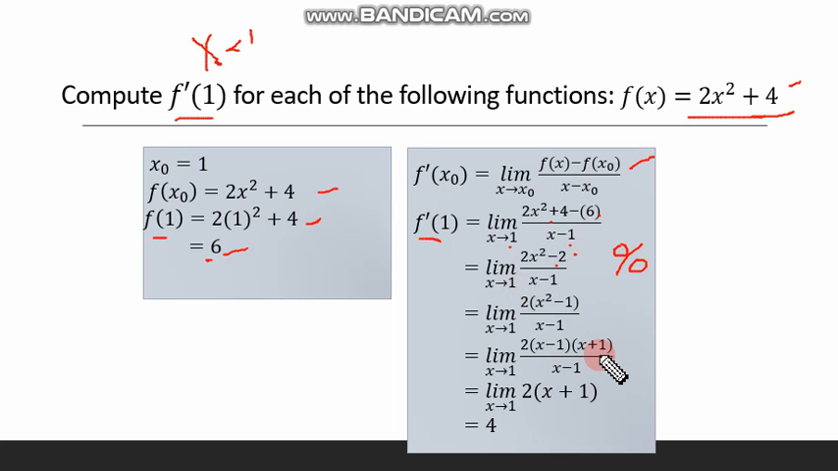So let's factor the numerator first to get the actual value of the limit. 2x squared minus 2 factors as 2 times x squared minus 1. Then we can factor x squared minus 1 as x minus 1 times x plus 1. So we have 2 times x minus 1 times x plus 1 over x minus 1. The common factor is x minus 1, so that leaves 2 times the quantity x plus 1. Let's substitute the value of x with 1. 1 plus 1 is 2, and 2 times 2 is 4. So f prime of 1 is equal to 4, and this is the derivative of the function at x equal to 1.